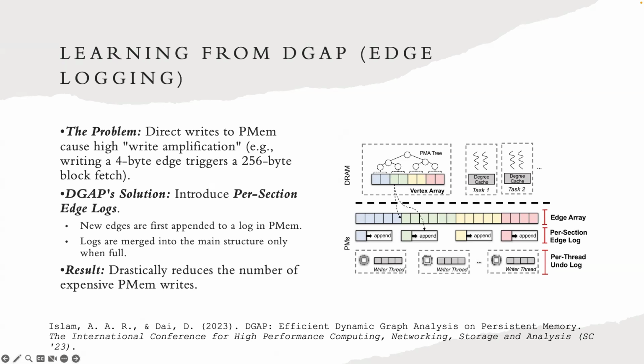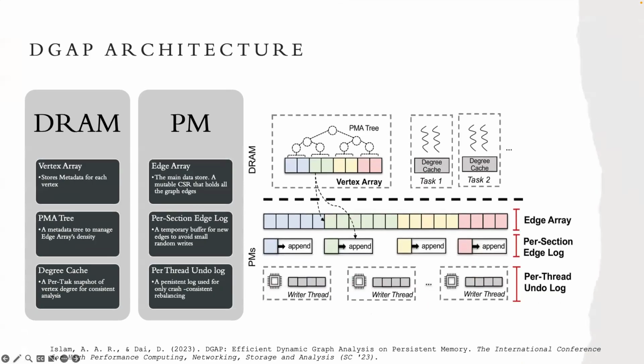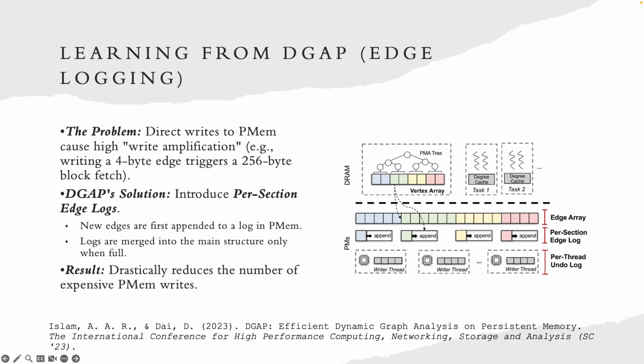So what it does, go back. Do you mean how this solution can solve the write amplification? You said writing 4 bytes triggers 1 block write back. How can this solution solve this problem? Okay.